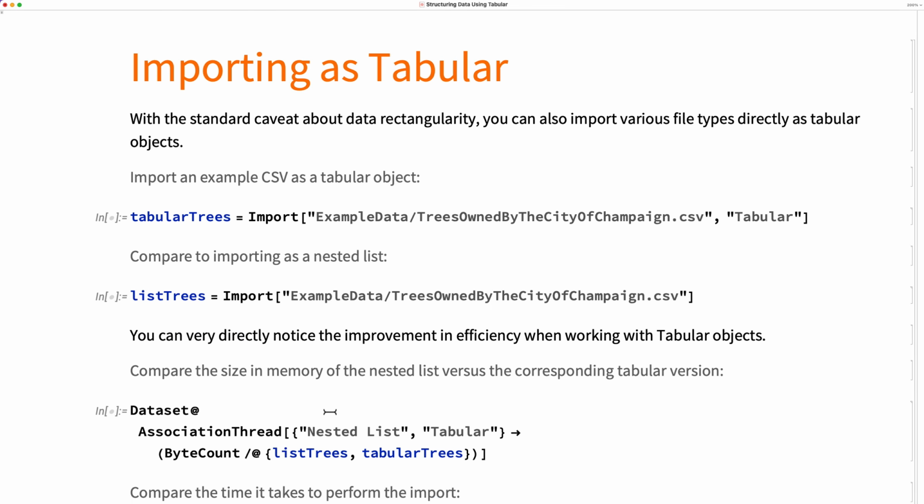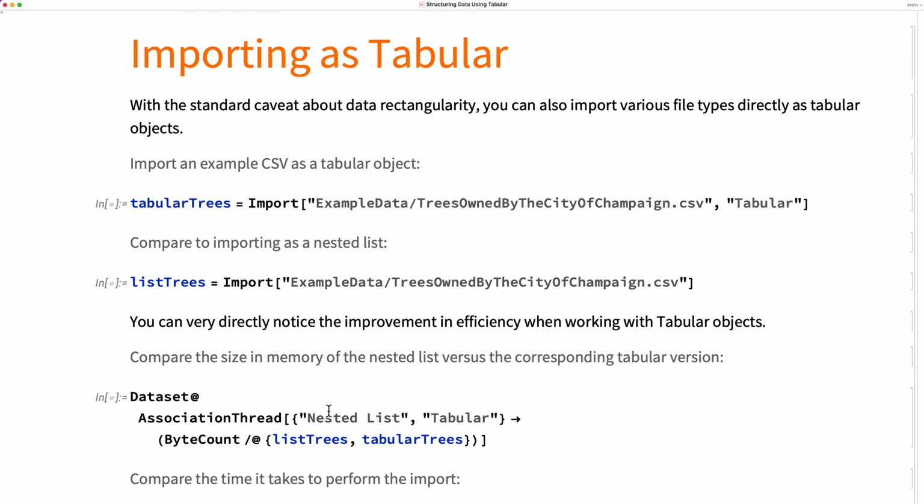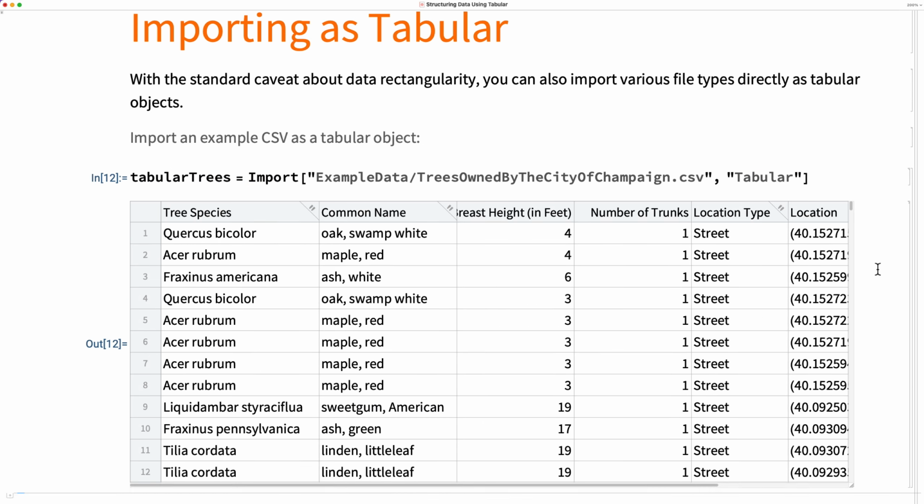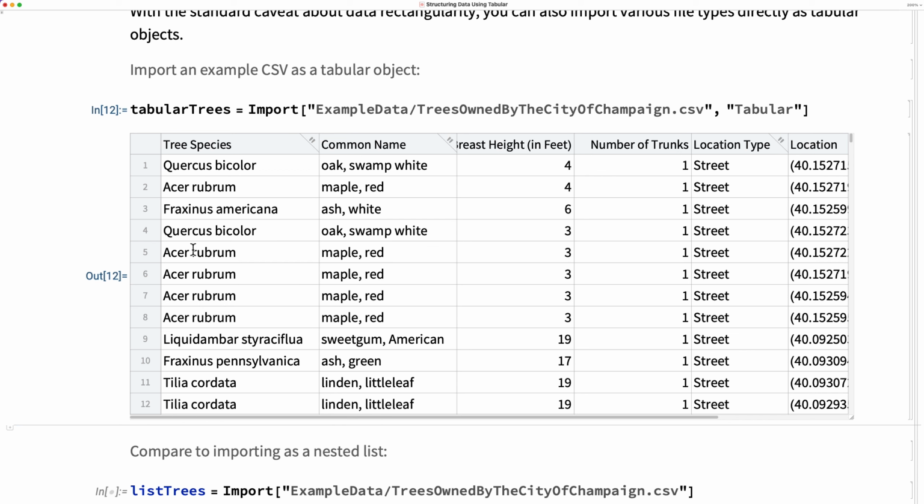But you're not limited to creating tabulars after the fact in a Wolfram Language notebook. You can also import things directly as tabular objects. So all you have to do in that case, say you have a CSV, in the second argument to Import, you can just say Tabular, and there it is, and we can run it, and it generates this nice, again, efficient tabular representation where we can see that this column is strings, and this is going to be an integer, and so on.